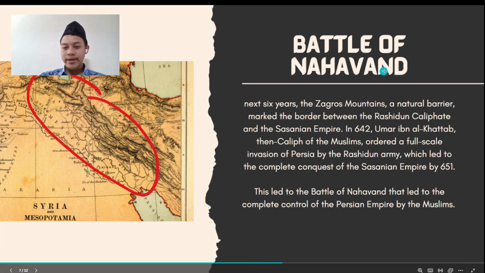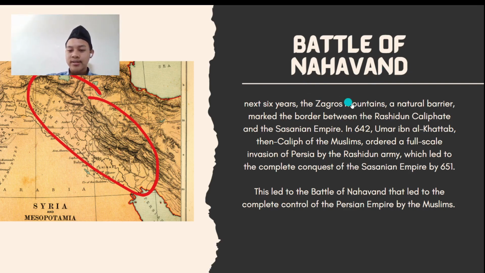Next, the Battle of Nahawand. The Zagros Mountains here, you see outlined, a natural barrier, marked the border between the Rashidun Caliphate here and the Sassanian Empire behind here, I think. In 642, Umar al-Khattab, then Khalifah of the Muslims, ordered a full-scale invasion of Persia by the Rashidun army. From here, however, they got through the mountains and attacked, and by 651 had complete control of all of the Sassanian Empire.